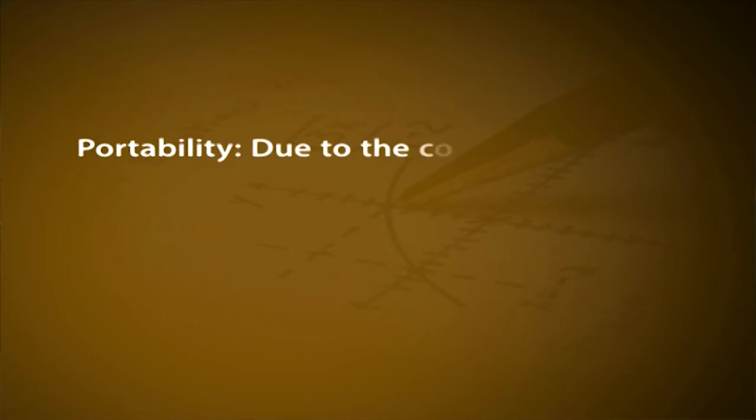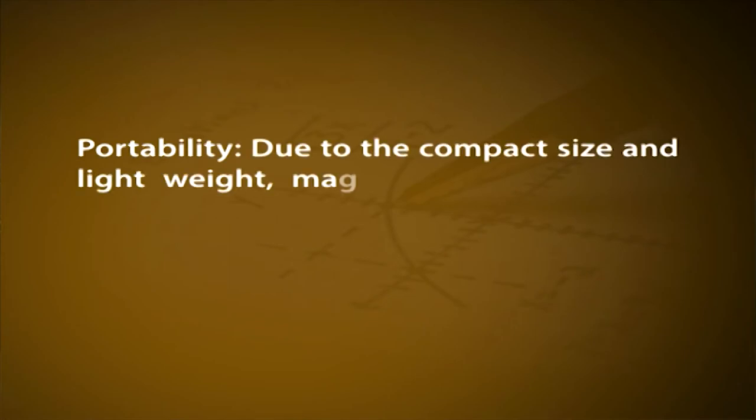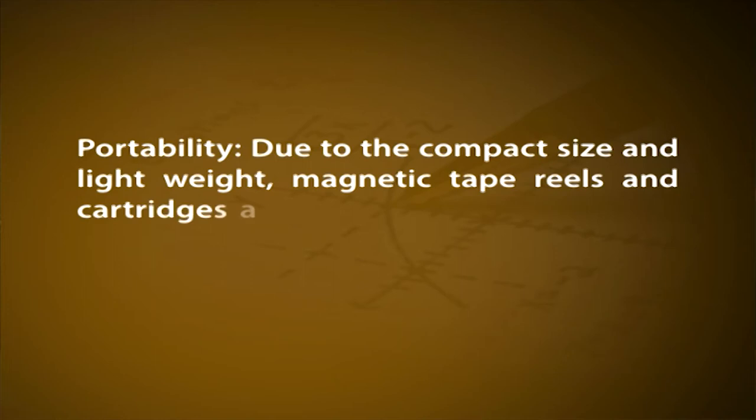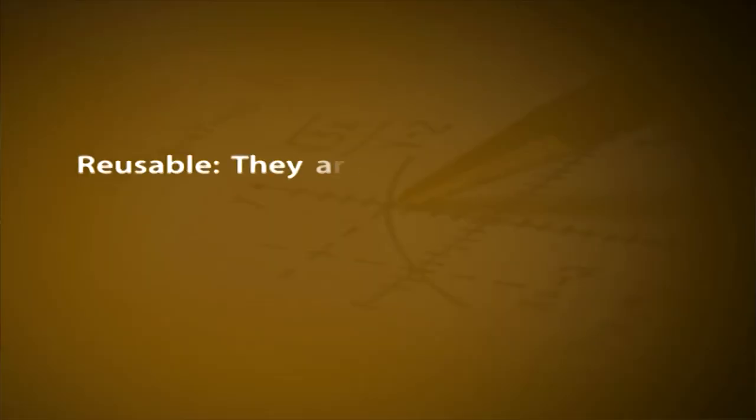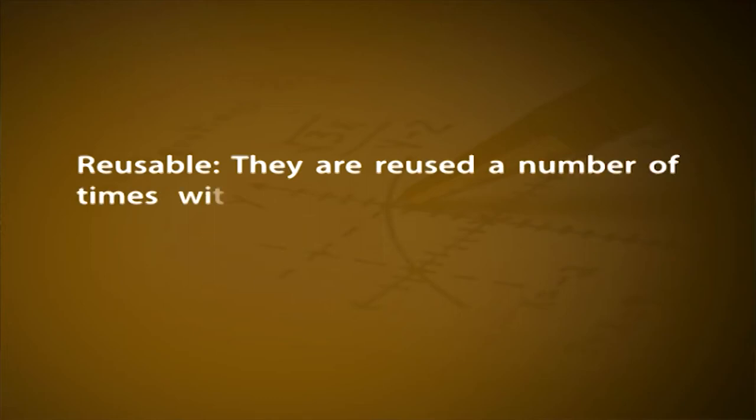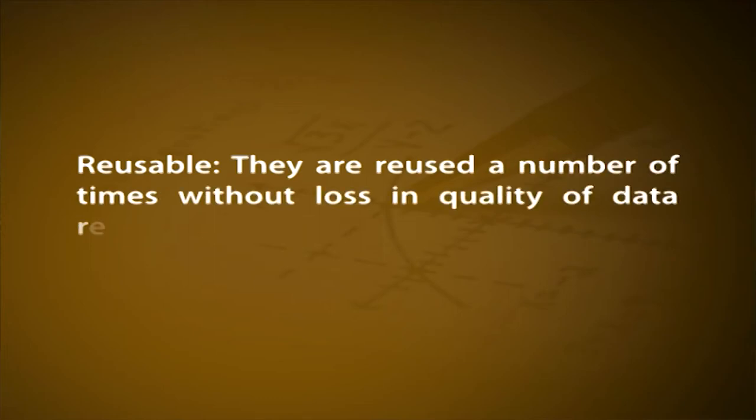Portability. Due to the compact size and light weight, magnetic tape reels and cartridges are easily portable from one place to another. They are often used for transferring data and programs from one computer to another that are not linked together. Reusable. They can be reused a number of times without loss of quality of data recording.